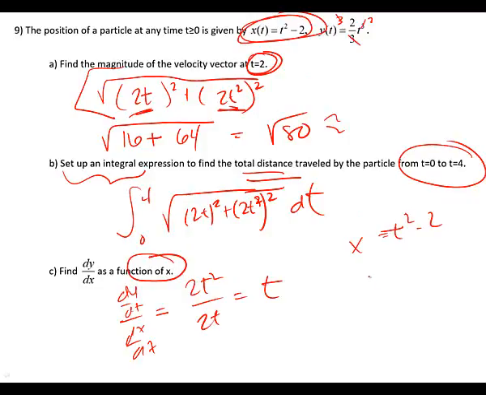So what do I do to move the 2? Add it. So x plus 2 equals t squared. And then how do I undo this squared? Square root of x plus 2. So that's it as a function of x.